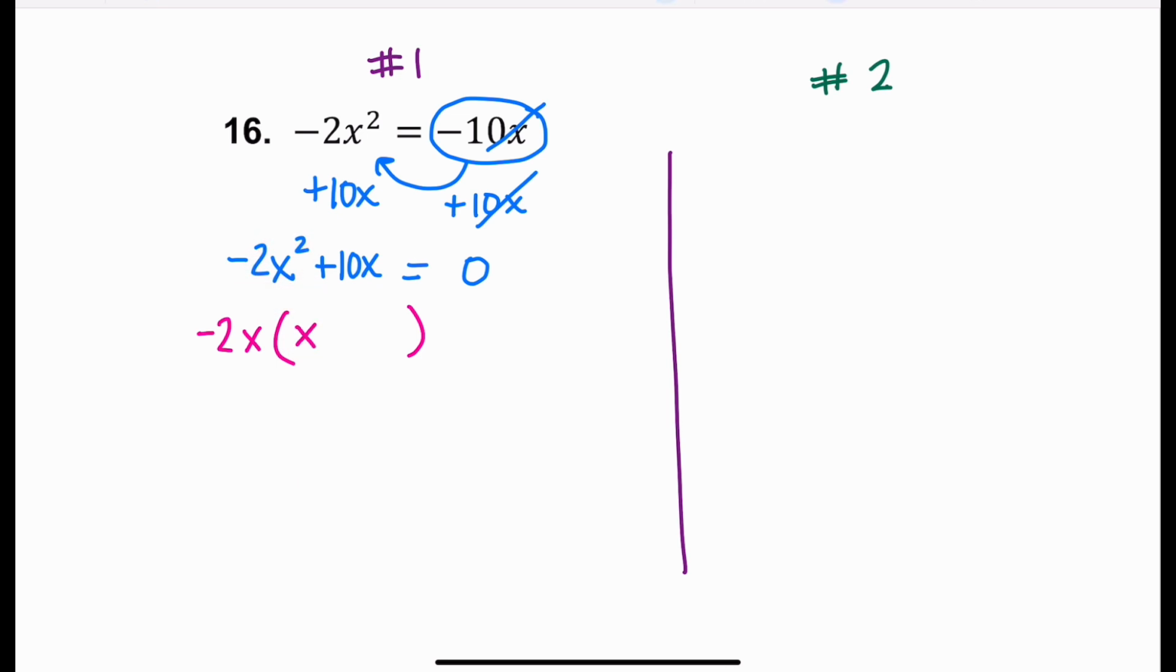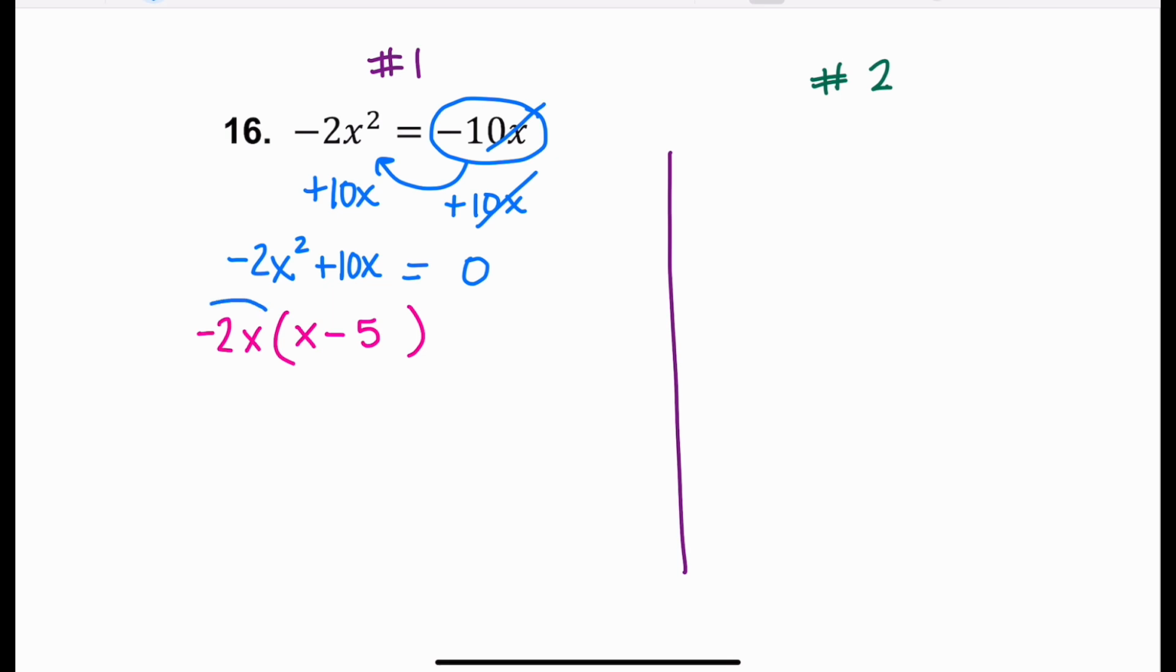Now, a negative times a negative equals a positive. So when you pull a negative out of the equation, it's going to flip the sign. So now instead of a plus, I'm going to have a minus here. And a negative 2 times a negative 5 equals a positive 10, and an x times no x just equals an x.